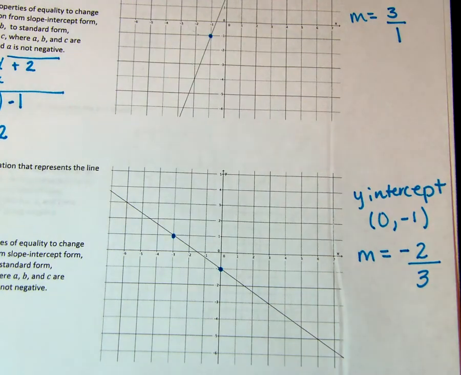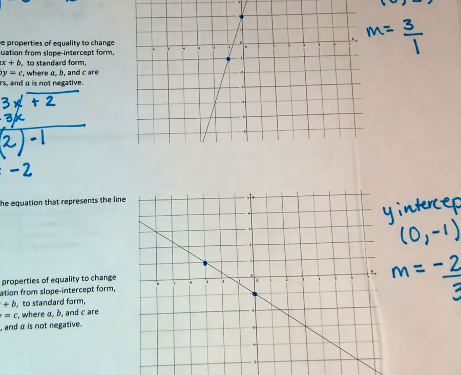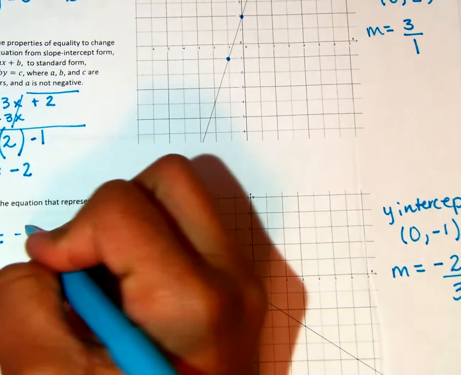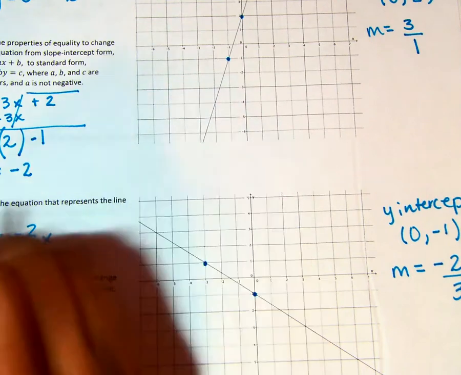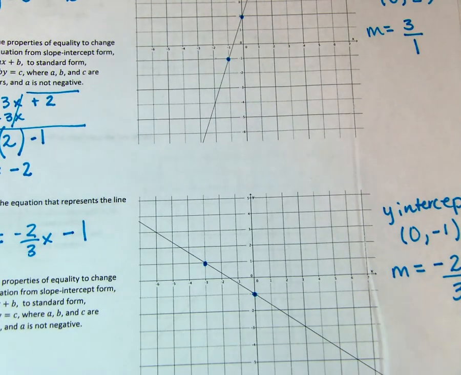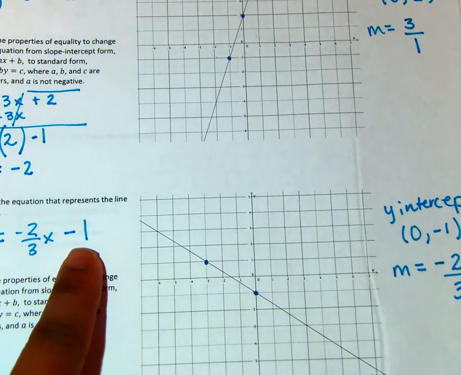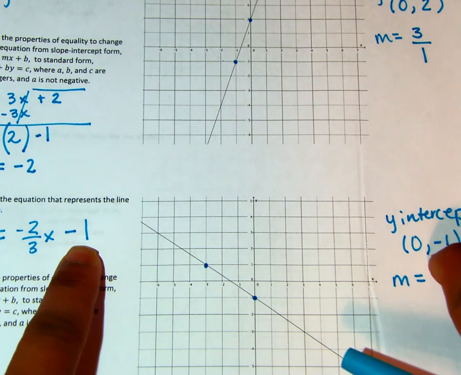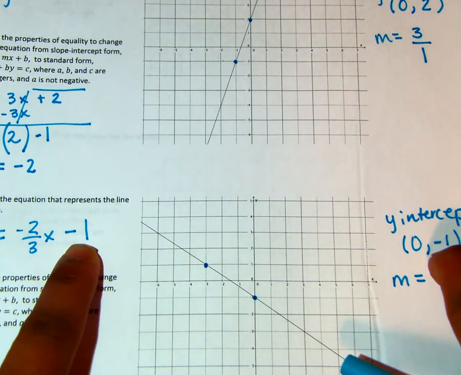Now that I have my y-intercept and my slope, I am ready to write the equation that represents this line. Write the equation that represents this line. Notice in slope-intercept form, my plus b is now negative 1. That's because my line intersected my y-axis at a negative ordered pair.